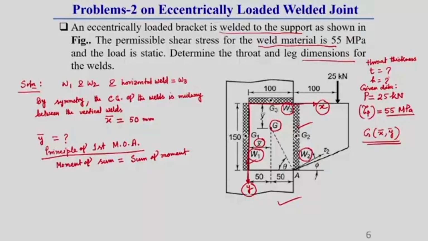That is why we are generally neglecting this dimension for the calculation of the y bar and x bar values. Here, the sum of all area we can write as 150 into T for the 2 vertical welds, each of length 150, plus the horizontal weld, which is 100 into T, because let us consider the throat thickness of this weld as T.